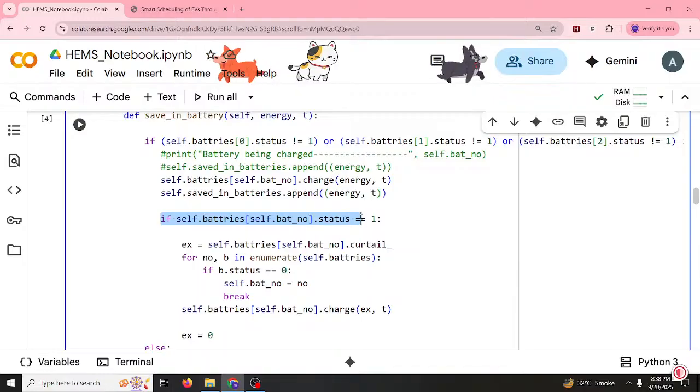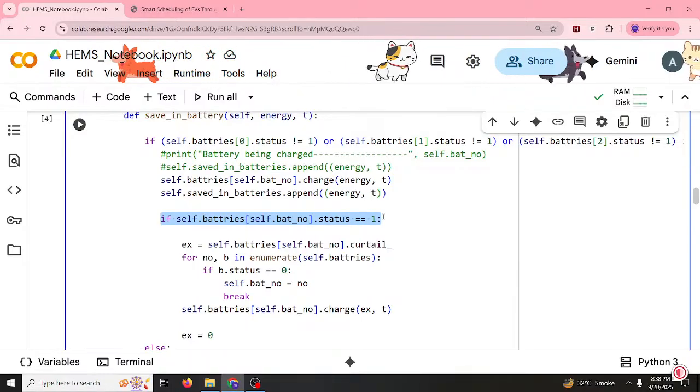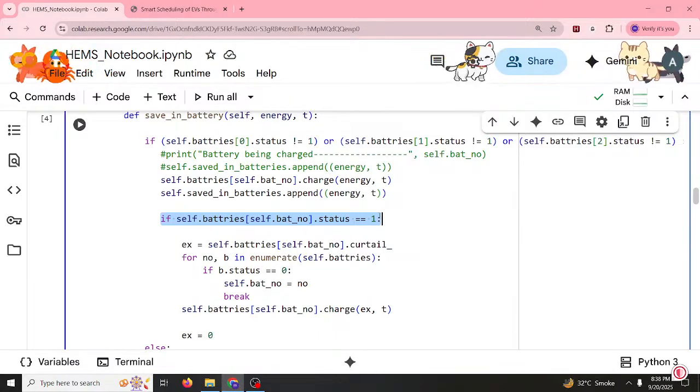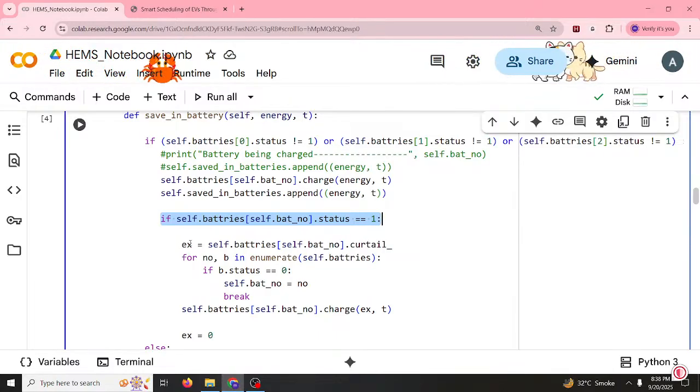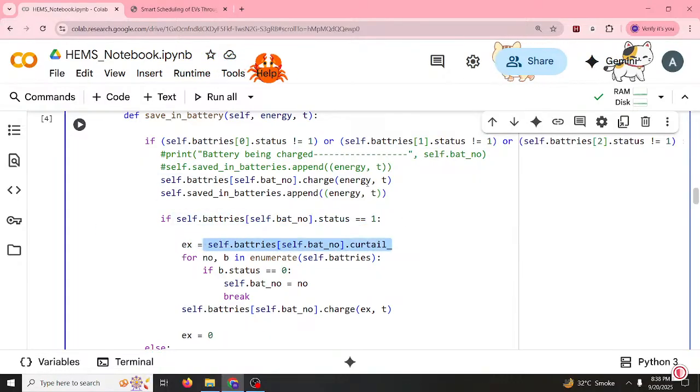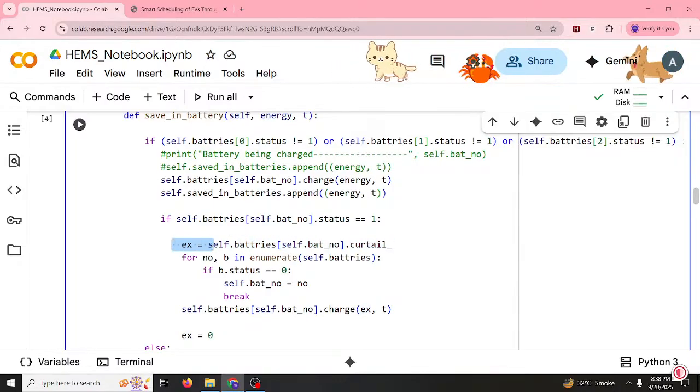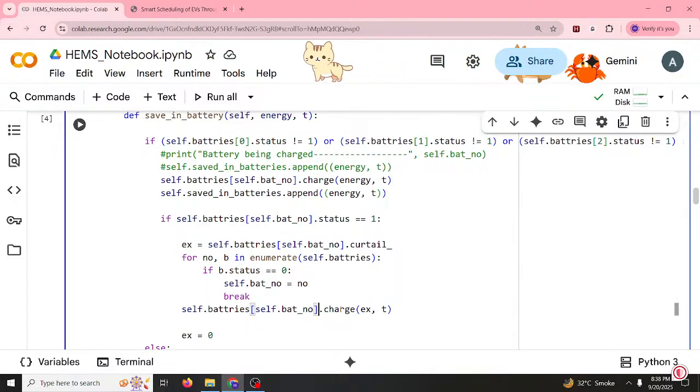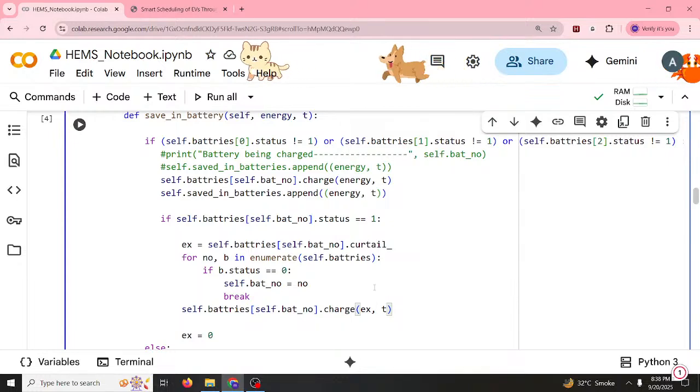So for any battery that is full, we check for the curtail amount, because we have defined some curtail amount in the battery class. We get that curtail amount and use it in the next battery. In that way we are saving the actual energy. We are not leaving a bit of the energy behind, or a fraction of a kilowatt. We are not wasting any energy. In this way the energy will flow properly.